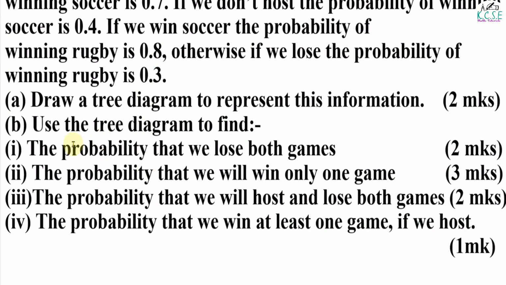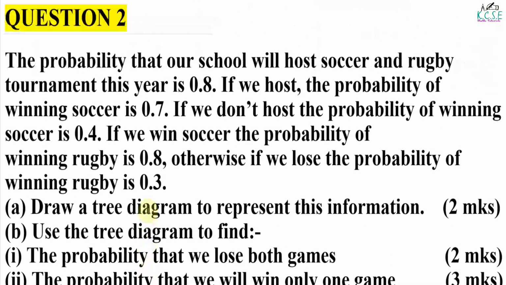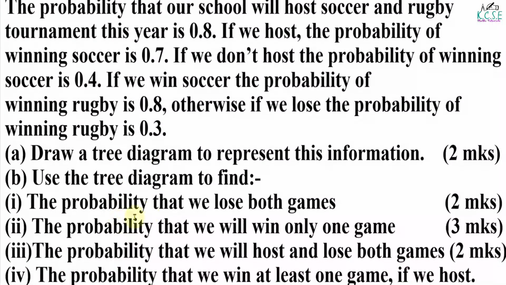Question part A. Draw a tree diagram to represent this information. B. Use the tree diagram to find the probability that we lose both games. Part 2. The probability that we will win only one game. And 3 is the probability that we will host and lose both games. Part 4, the probability that we win at least one game if we host. So those are the questions. So let's go to the first part of the question, which is drawing a tree diagram to represent this information.